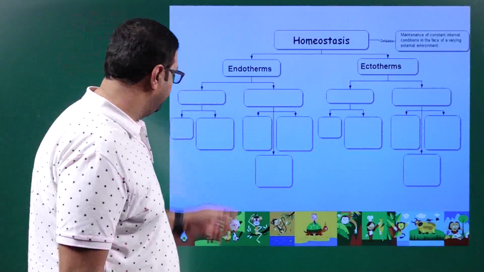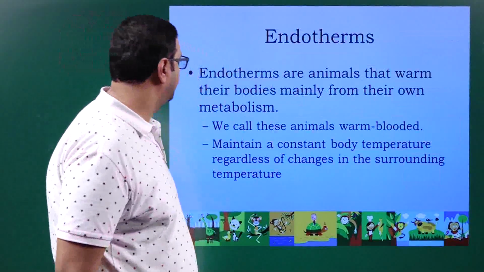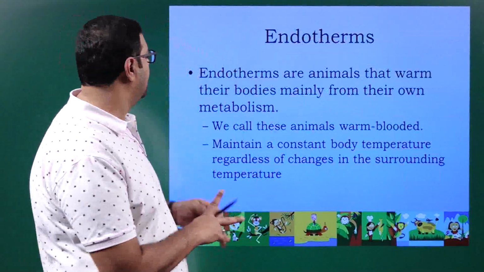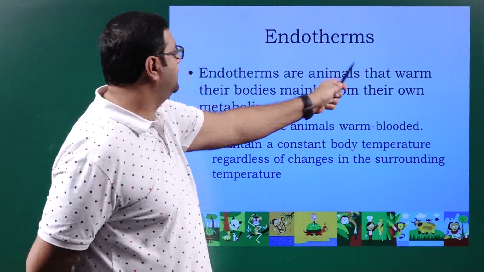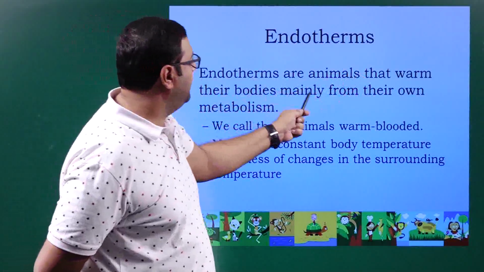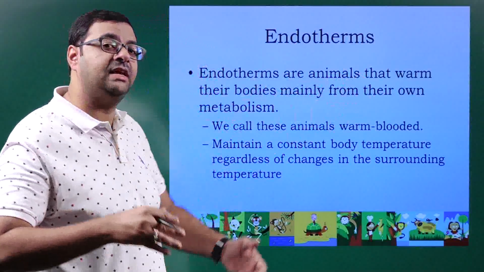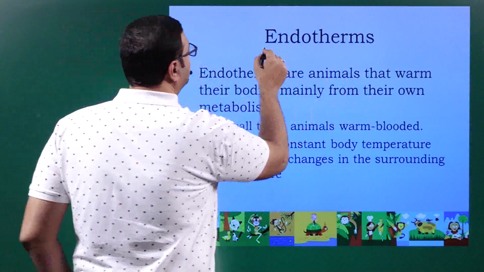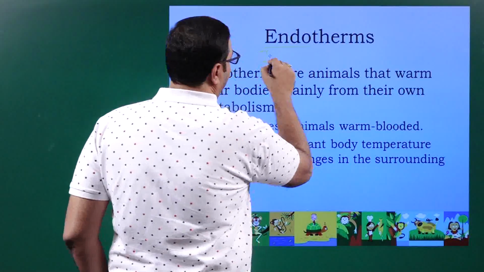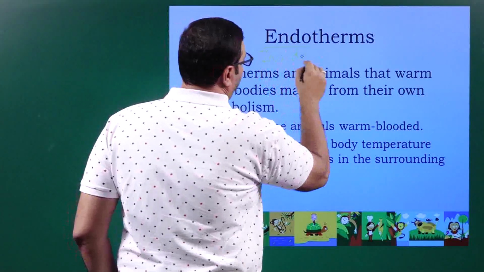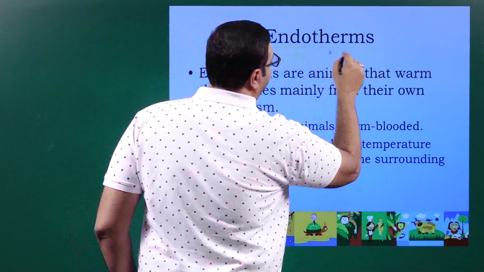Now we will see what endotherms are. Endotherms are animals that warm their bodies mainly from their own metabolism. Endo means inside, and therms means temperature.